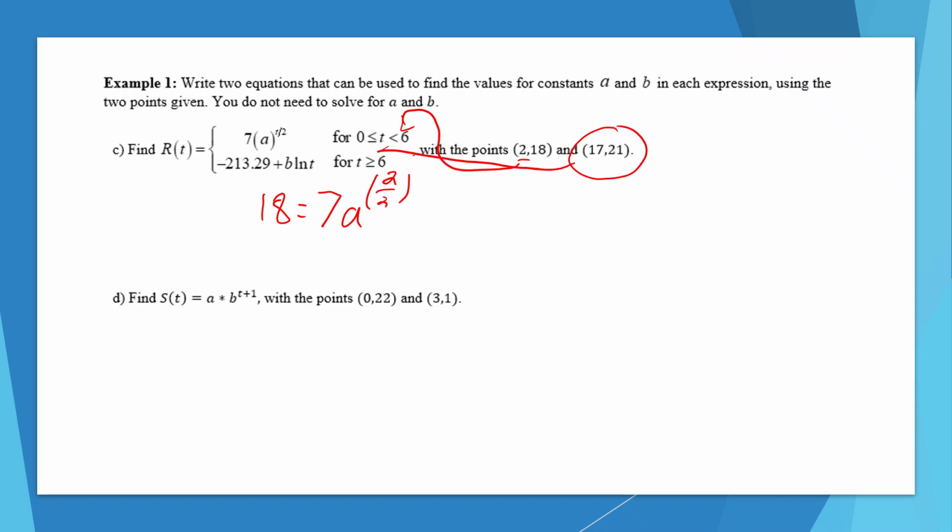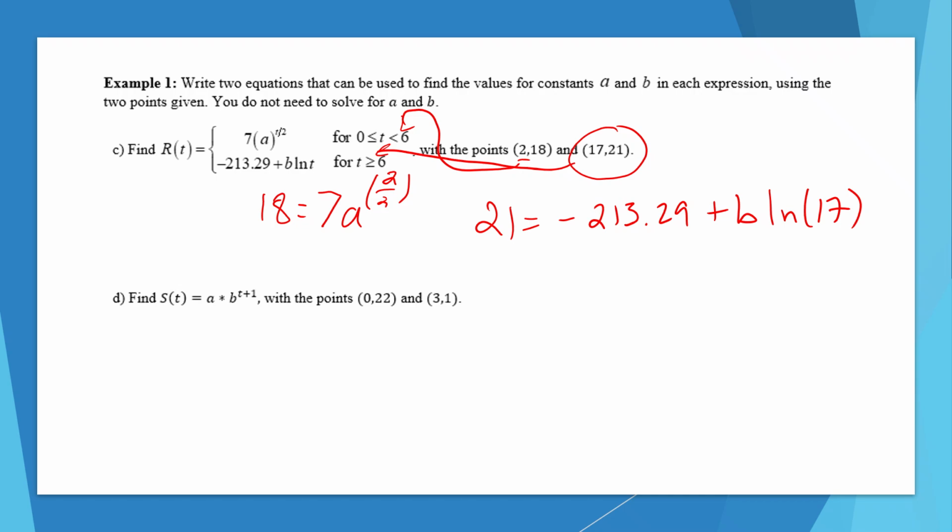Here, 17 is bigger than 6, so that will be plugged into the bottom equation. That equation will then be 21 equals negative 213.29 plus b ln of 17 here, plugging 17 in for t in the equation. And this is going to be our answer for 1c. Notice how sometimes with piecewise functions, you may need to plug it into the same equation or plug it into different equations based on your values of t.